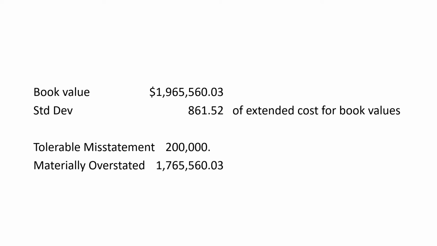We know that auditors aren't required to prove the account balances are perfectly correct. They just can't be materially misstated. They have to be fairly presented in all material respects. So we're saying as long as inventory exceeds 1,765,000, then it's fairly presented in all material respects.